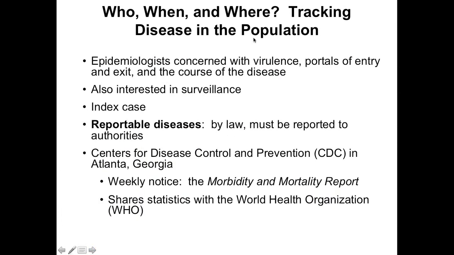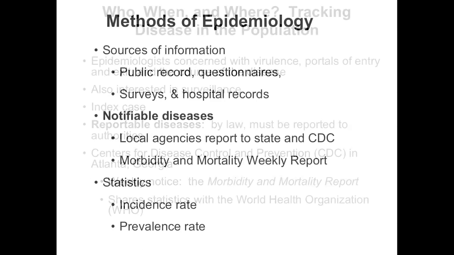So who, when, and where: tracking disease in the population. Epidemiologists are concerned with virulence, portal of entry, portal of exit, and the course of a disease. And they are interested in surveillance. There's this whole system set up for reportable diseases. By law, there are a handful of diseases that must be reported to the CDC, every single case that is received. That allows the CDC to track where these diseases are migrating, where they're coming from, and ways to prevent that.